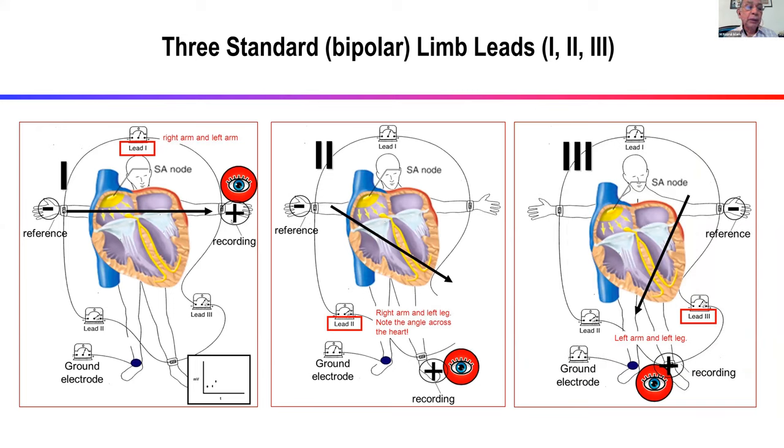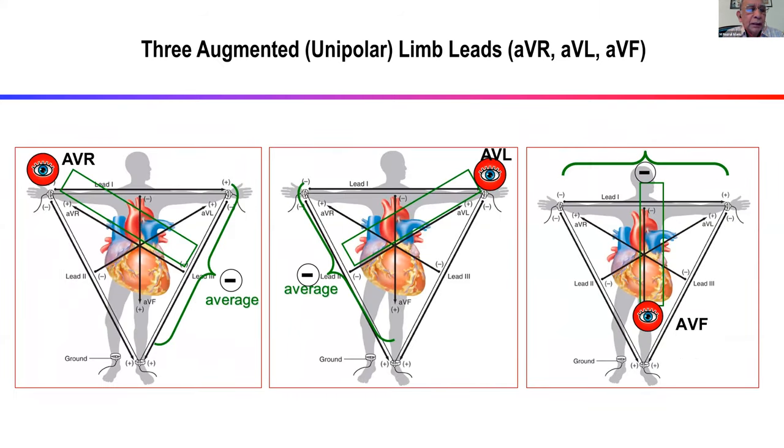You can see that from the left and right arm, lead one is created. The heart is seen from the left side, directly the left lateral side of the heart. Lead 2 is seen from below, and lead 3 also from the below side of the heart. So this is how the standard bipolar leads are created, and this is how the unipolar limb leads are created. They look at the heart from three different parts: AVR from the right arm, AVL from the left side, and AVF from below. So these are the six limb leads, three bipolar and three unipolar.